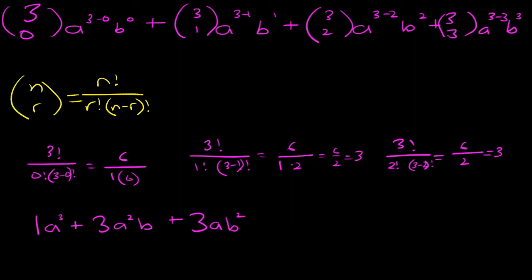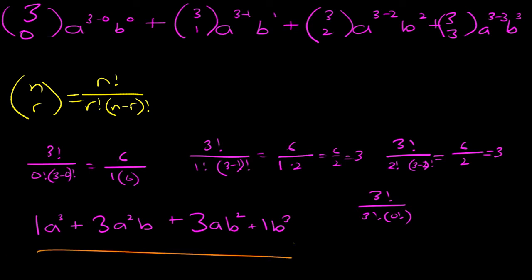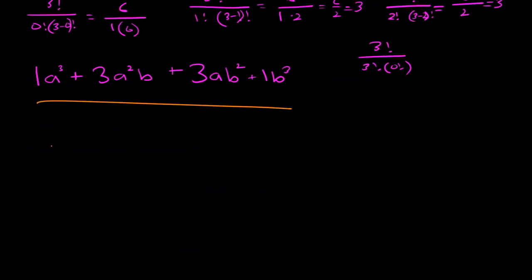Then you have 3 choose 3, which is just 3 factorial over 3 factorial times 0 factorial. Well, this is the same as 3 choose 0. So then you have 1 times a to the power 3 minus 3, which is just a to the power 0, which is 1, times b to the power 3. And now here we have our expansion. a to the power 3 plus 3a squared b plus 3ab squared plus b cubed.